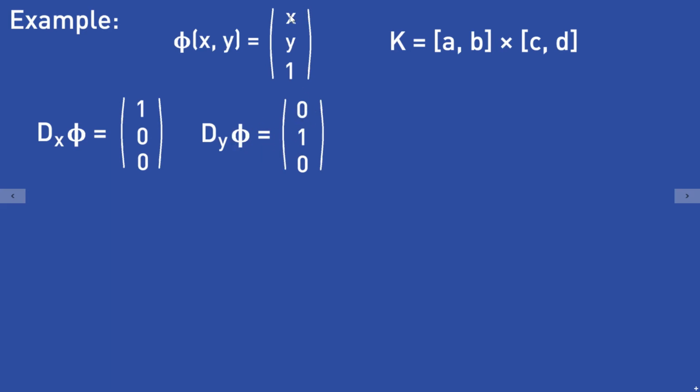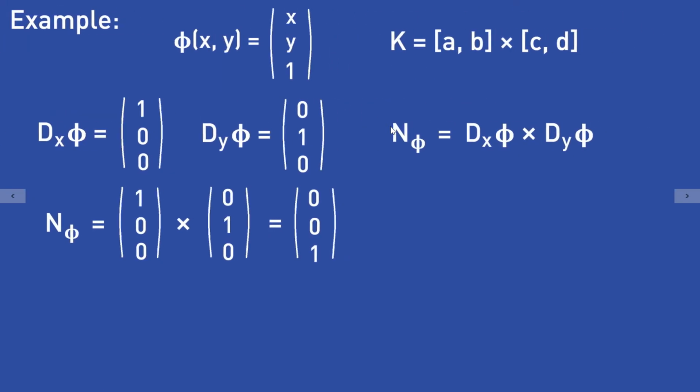The derivative of x with respect to y is 0, the derivative of y with respect to y is 1, and the derivative of 1 with respect to y is 0 again. So these here are the derivatives. The next step is to calculate the cross product of dx and dy.